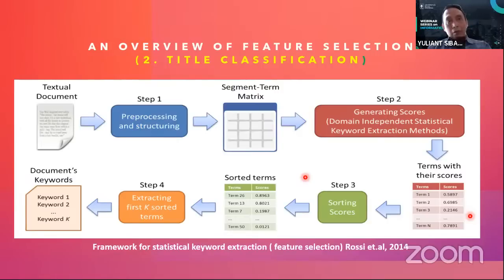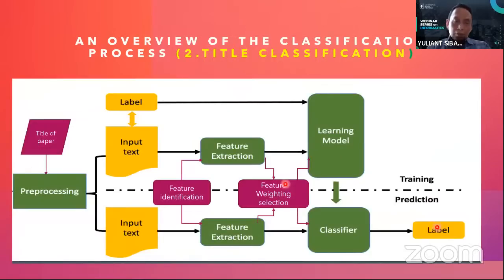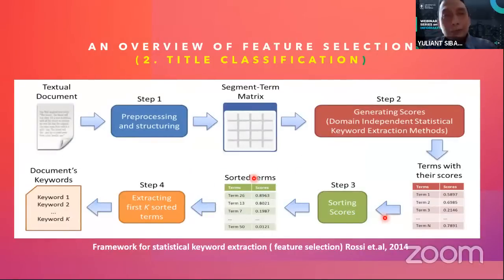And this is an overview of feature selection. In feature selection, you can see from this diagram, feature selection is a process before the learning model. We go back to this process again. This is some illustration about the process in feature selection. Feature selection is very correlated with feature weighting.